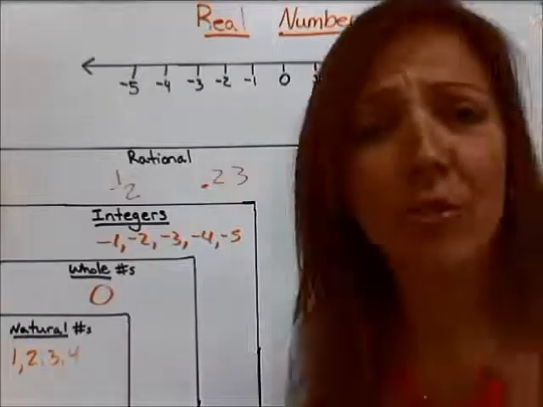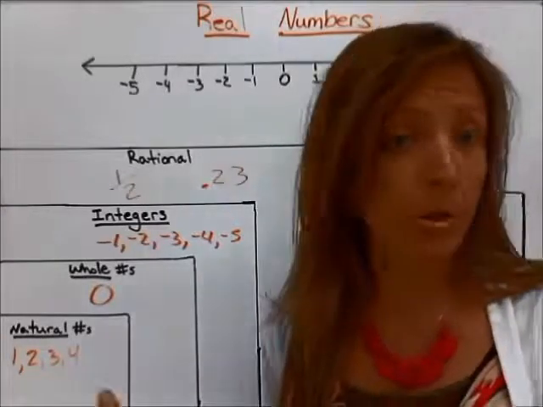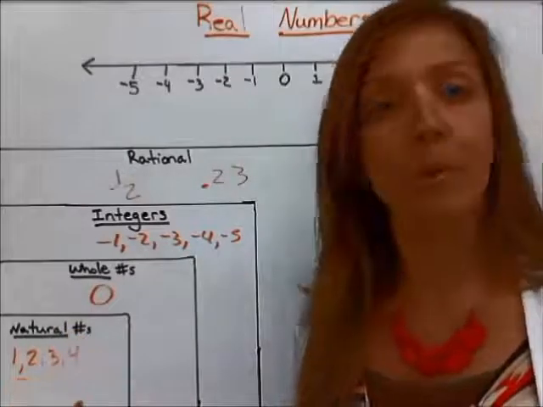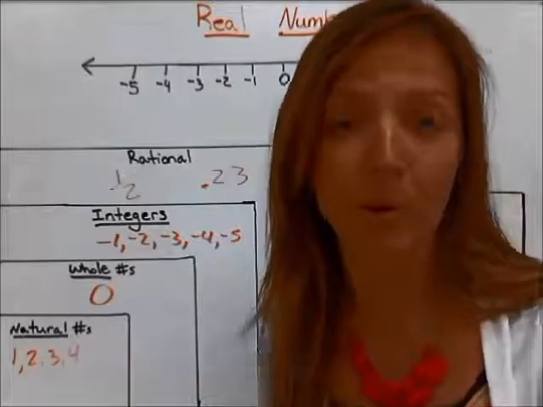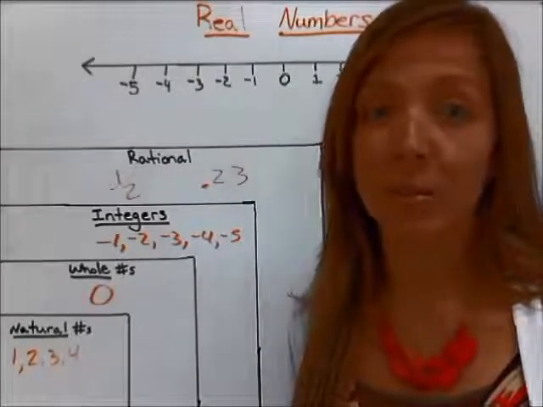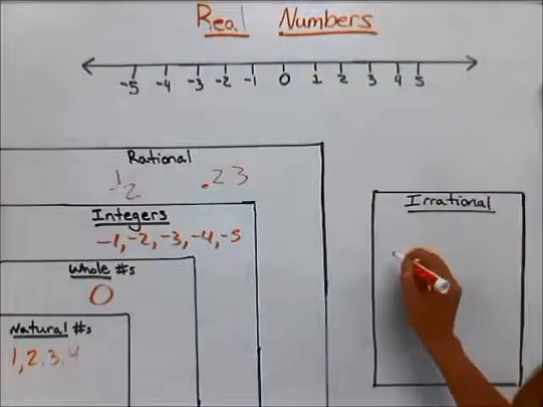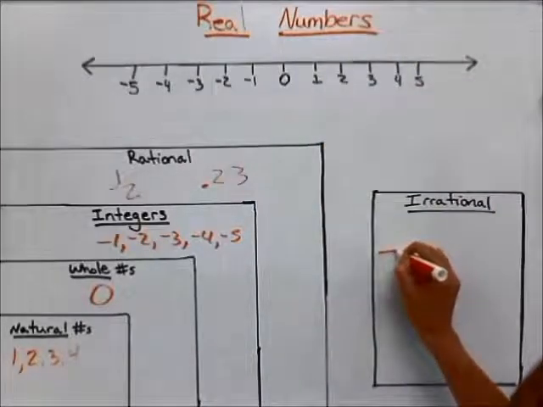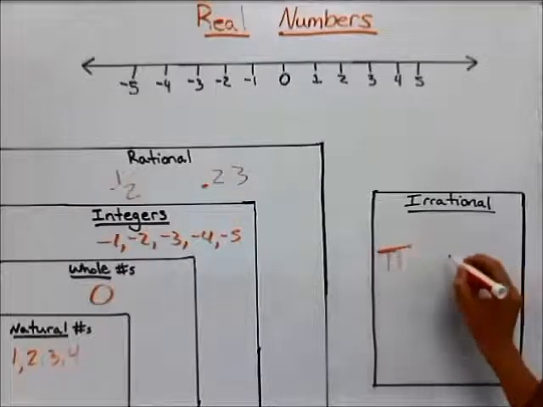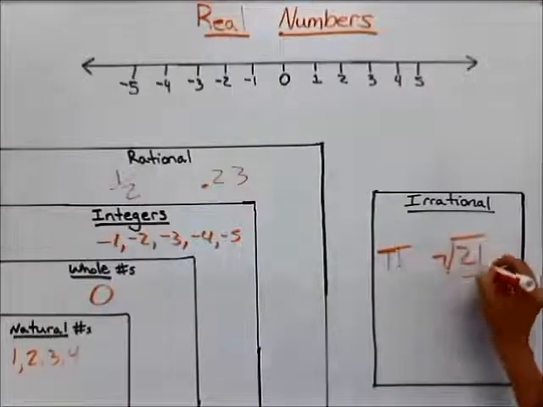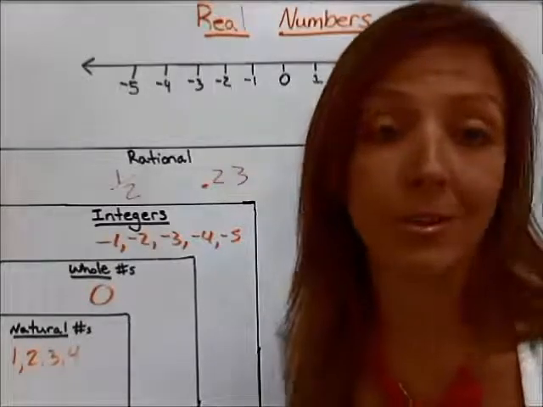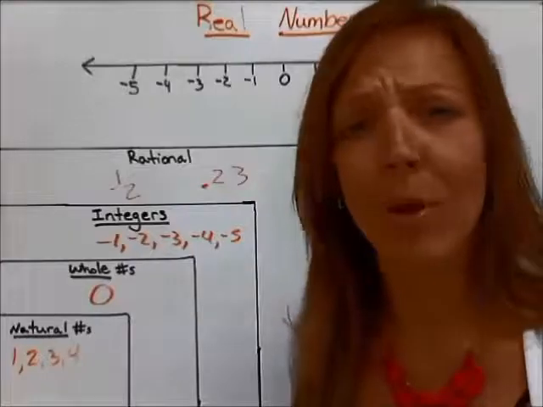And then we have your irrational numbers. Irrational numbers are those numbers that ramble on and on and just don't seem to make sense. We have some irrational people in the world who ramble on and on and don't make sense. So those are your irrational numbers. For instance, pi, and the square root of 21. Those would be irrational numbers that continue on forever, but there's no pattern to them.